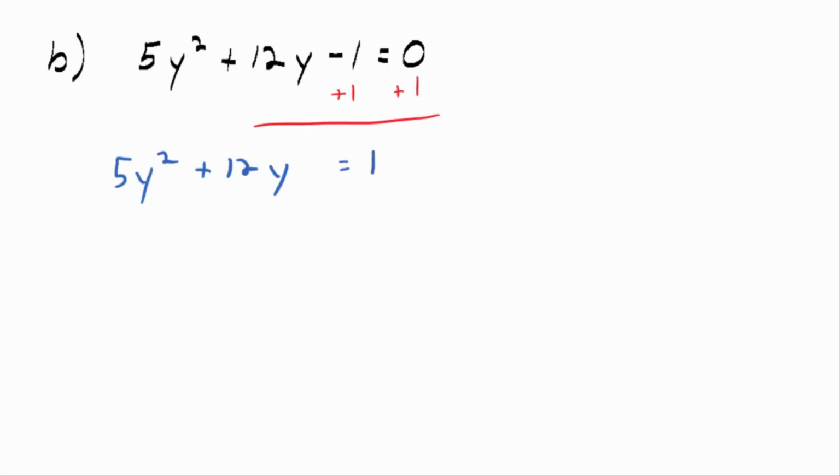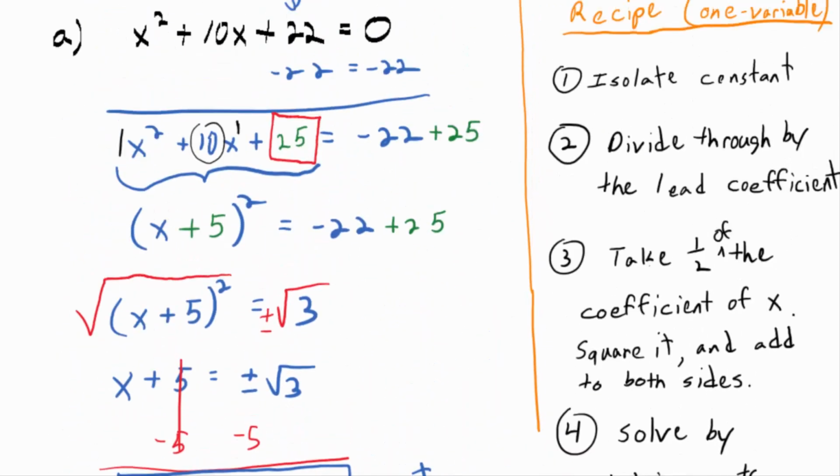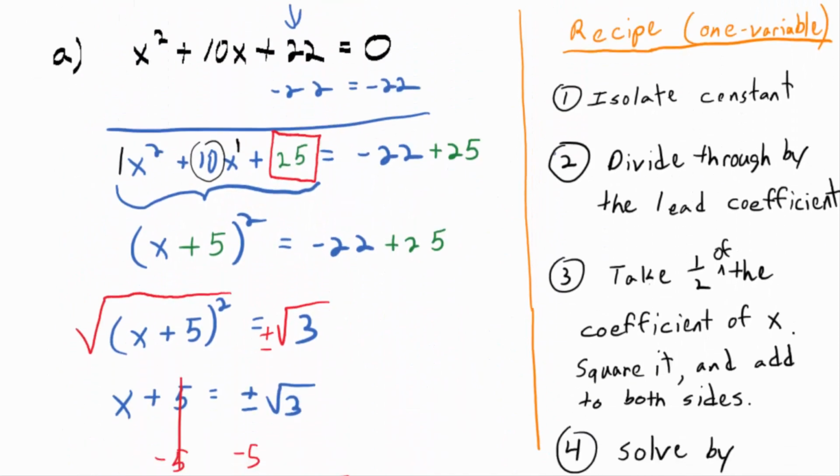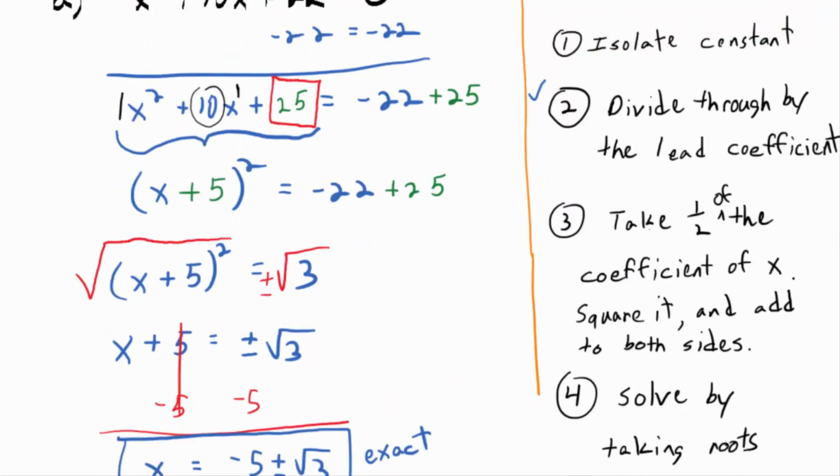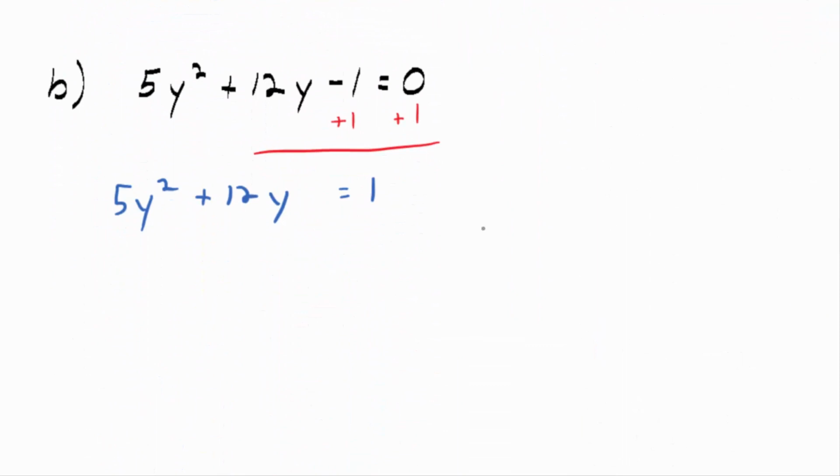And then what was the second step that wasn't relevant in the last problem, but it'll be relevant here? Divide through by the lead coefficient. What's the lead coefficient in this case? 5. So we're going to divide everything by 5. And you have to do it to the right side as well, right? To balance it out. So what does that get us?